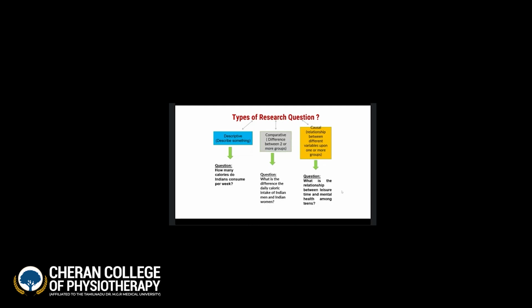The causal is where you are checking for a relationship. For example, the question I have mentioned here is: what is the relationship between leisure time and mental health among teens? So there are two variables here, leisure time and mental health. These are the two variables you are using, and you are checking the relationship between them. So these are the types of research question. You should know what exactly your question is as well.